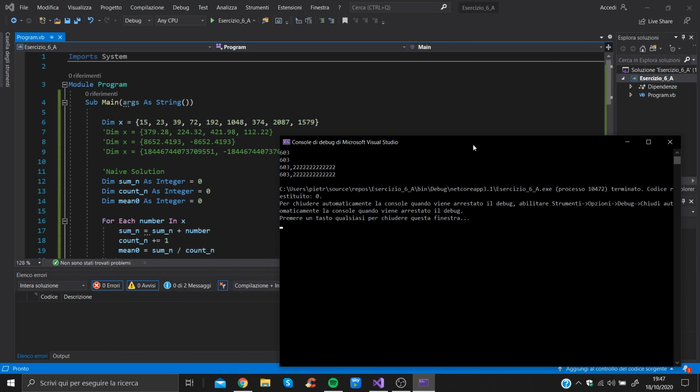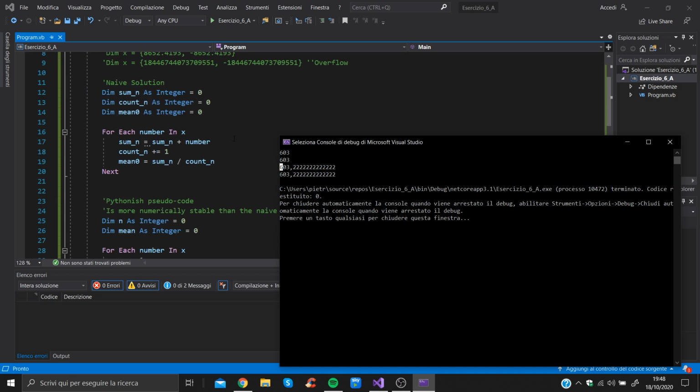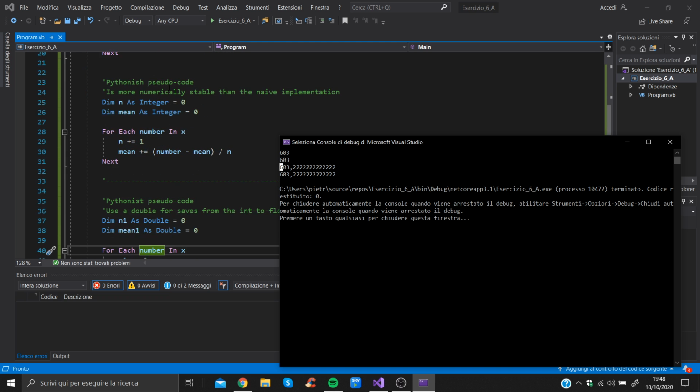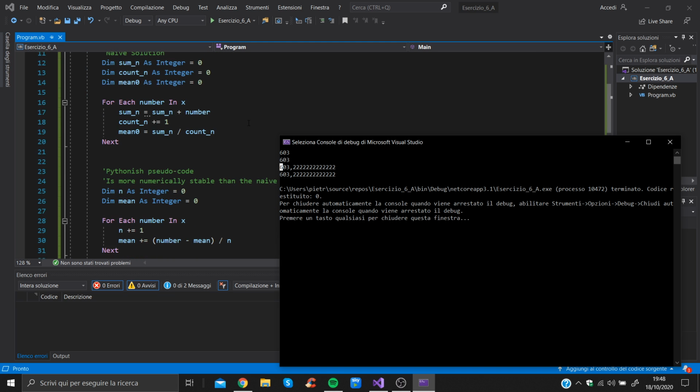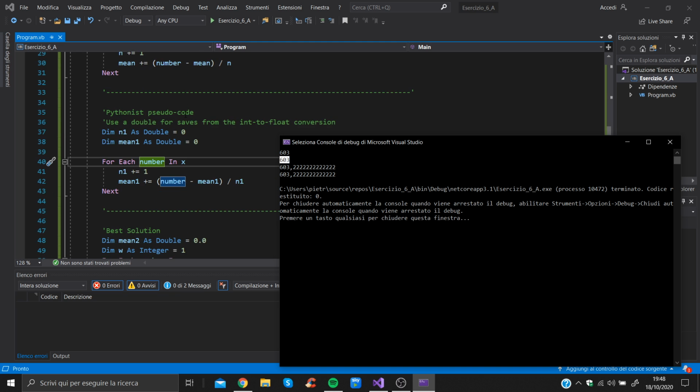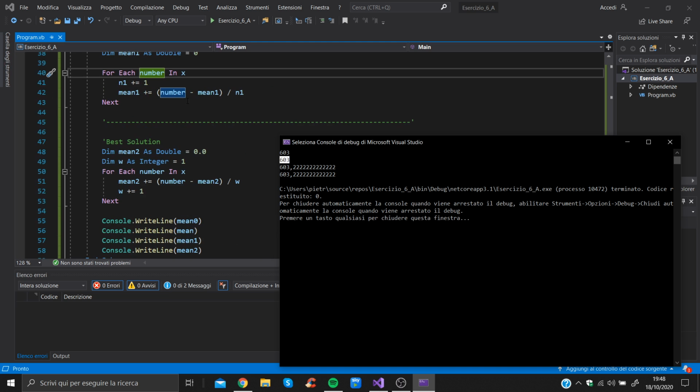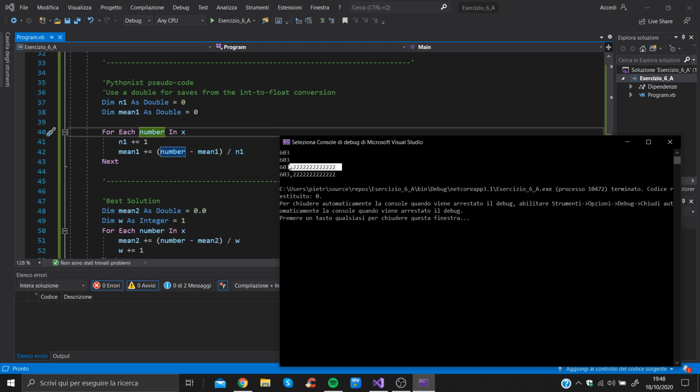As we can see in the first solution, we have 603 for the naive, but it's wrong because the mean of these numbers is 603.22 periodical. That's why we are using integer, both in the naive and the Pythonist in the first two solutions. That's the reason we have 603. With the Pythonist fixed with the int to float conversion, we have the correct solution.